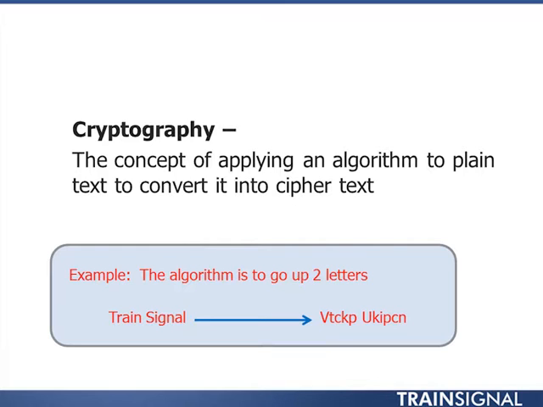If we take those 2 words, train signal, and we say go up 2 letters, well, then let's look at this. The letter T in train, if we go up 2 letters in the alphabet, we'd go up 1 letter to the letter U, up 1 more letter to the letter V. So T becomes V, R becomes T, A becomes C, I becomes K, N becomes P, and so on and so forth. So you'll see that the 2 words train signal become VTCKP, which is unpronounceable, by the way. And signal becomes UKIPCN.